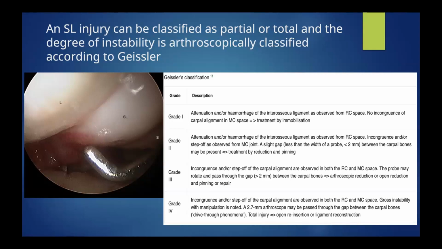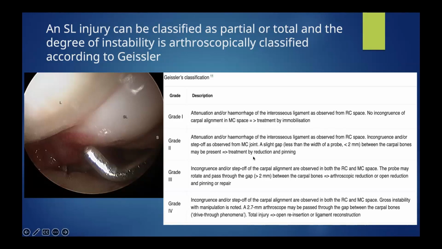This what we see here is the lunate, and this is the scapholunate ligament. This is scaphoid, and so grade 1 is just an attenuation or hemorrhage of the interosseous ligament, which is observed from the radiocarpal space, and there is no incongruence of the carpal ligament in the midcarpal space. So these injuries can be treated conservatively by immobilization.